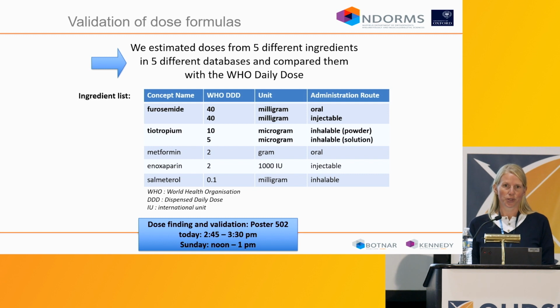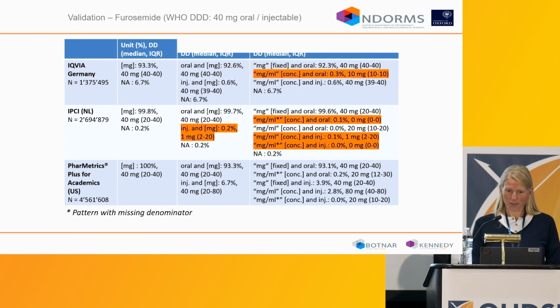So it's not only important to find or suggest those formulas, but also validate them. And we did this using 5 different ingredients in 5 different databases. And we compared our estimates to the WHO daily dose. And for time constraints, I can only show you a subset of results. So let's start with furosemide, which is 40 milligram in oral and injectable route. And this is a drug that's given regularly, so it makes sense to estimate those there.